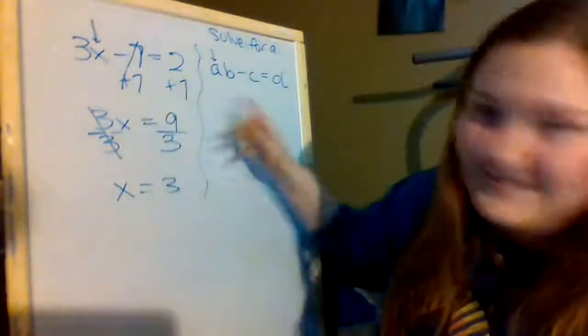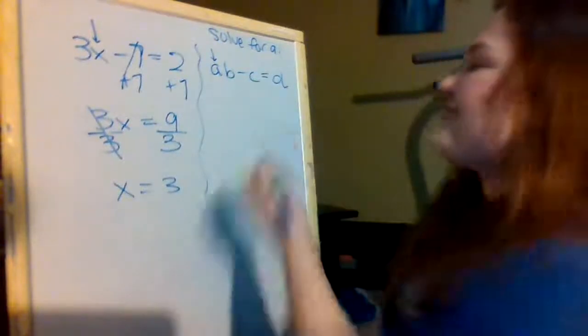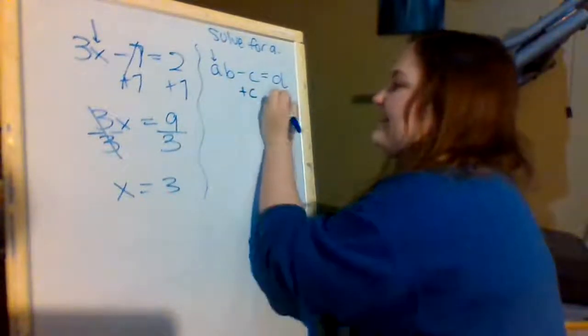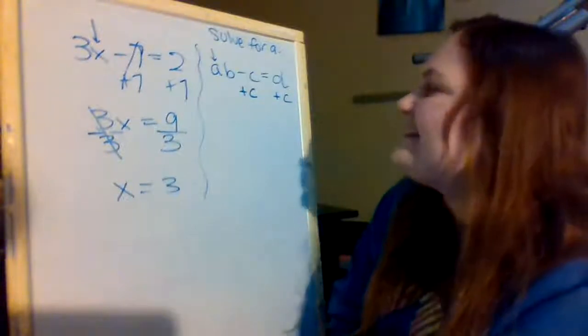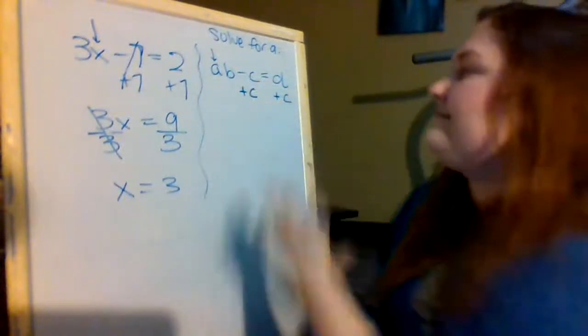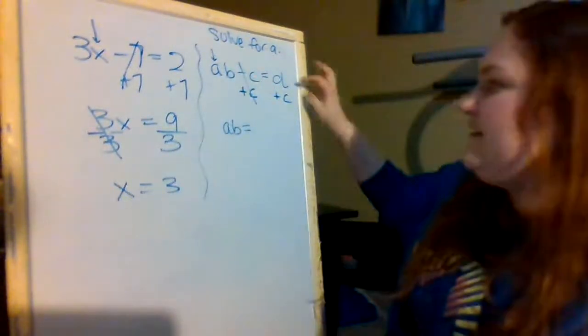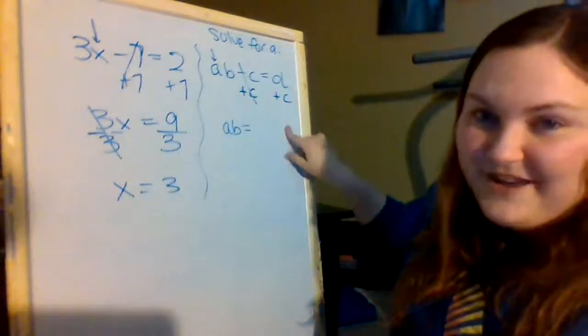Also, just like this other one, if I want to get rid of the minus C, doing the opposite. Opposite of subtraction is addition. So I can come in and add C on both sides. When I do that, the negative C plus C gives us 0. So we're left with AB equals, over here, what do you think I'm going to write?